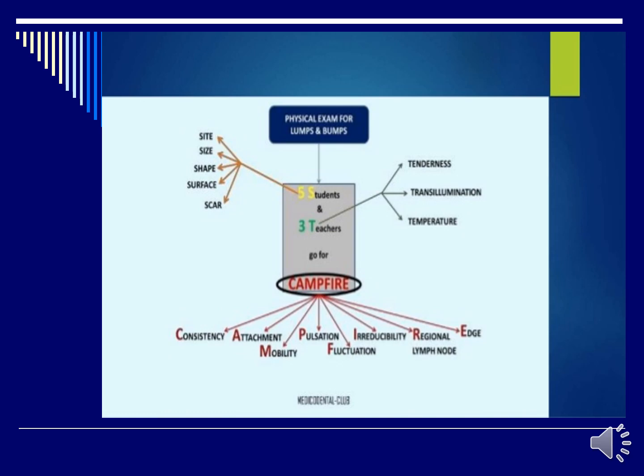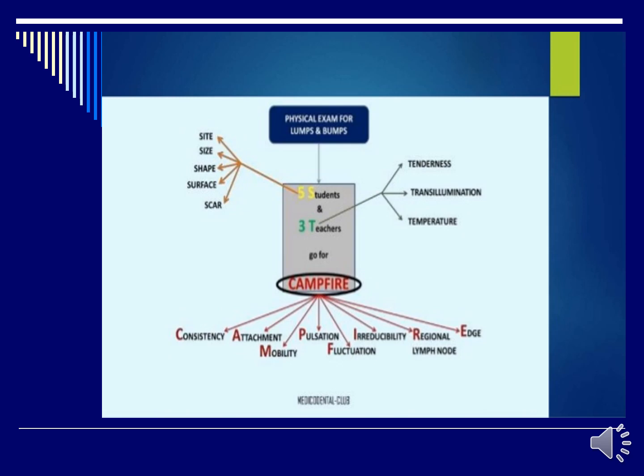In the examination, I have a lump in the neck. There is an easy mnemonic for the physical examination of a lump in the neck so that we don't forget: 5 students and 3 teachers go for a campfire. The 5 students are the 5S: site, size, shape, surface, and scar.